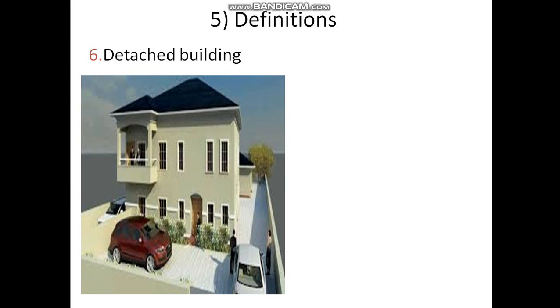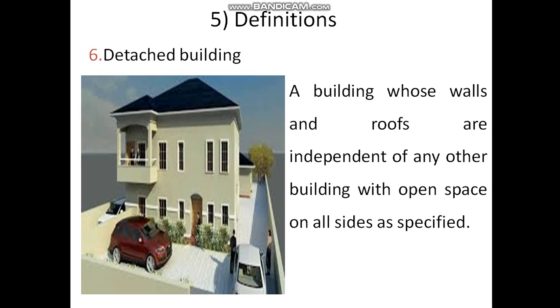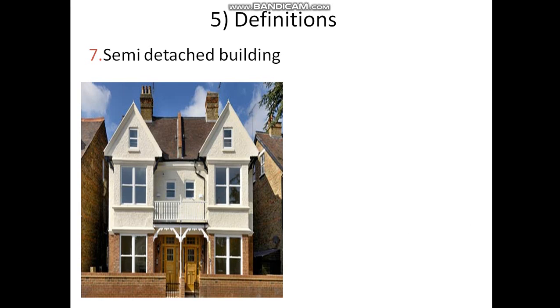Then there are three types of houses: detached building, semi-detached building and row house. So what is detached building? You can say this is the only single building. No wall is common for this building and open space is there on all the sides. So detached building means the building whose walls and roofs are independent of any other building with the open space on all sides as specified.